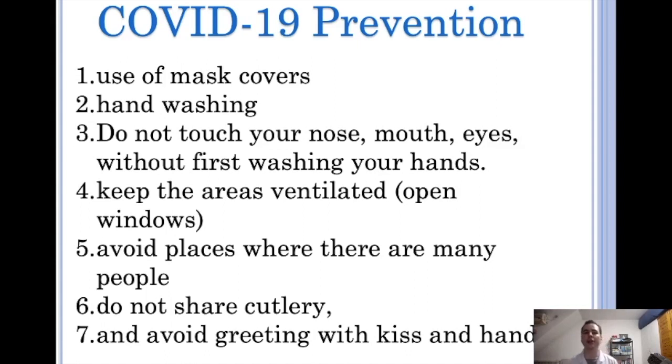Third thing, do not touch your nose, mouth, eyes, okay, without first washing your hands. Okay, it's really important. Why? Because the virus can be transmitted through the air. Okay, it's an airborne virus. But also, if you have the virus in your hands and then you scratch your mouth, your nose, your eyes, then you are probably going to get the virus. So it's important to wash your hands first and then try to be careful.